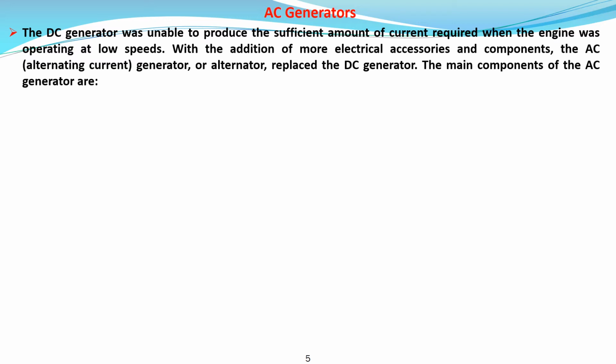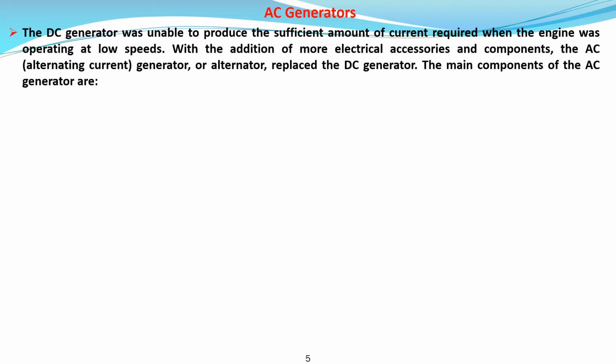Why was it replaced? Because the DC generator was unable to produce the sufficient amount of current required when the engine was operating at low speed. With the addition of more electrical accessories and components, the AC alternating current generator, or alternator, replaced the DC generator.